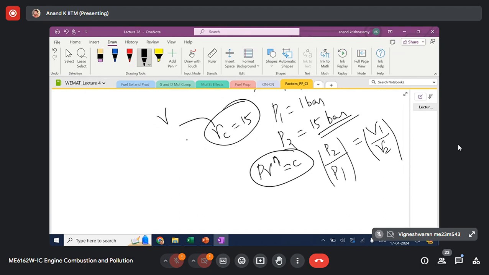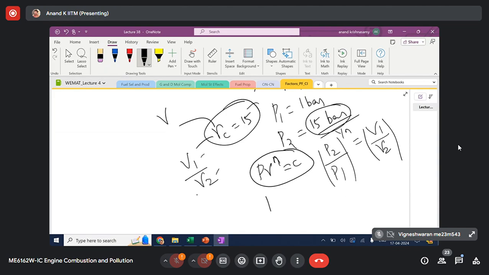So it is going to change because of the index of compression. Now it is clear, sir. Compression ratio is V1 by V2, total volume by clearance volume, before compression and after compression. That is what is state 1 and 2. So based on the value of the index, this value is going to change. It's not directly 1 bar to 15 bar with a 15 compression ratio, because this index is changing the value.